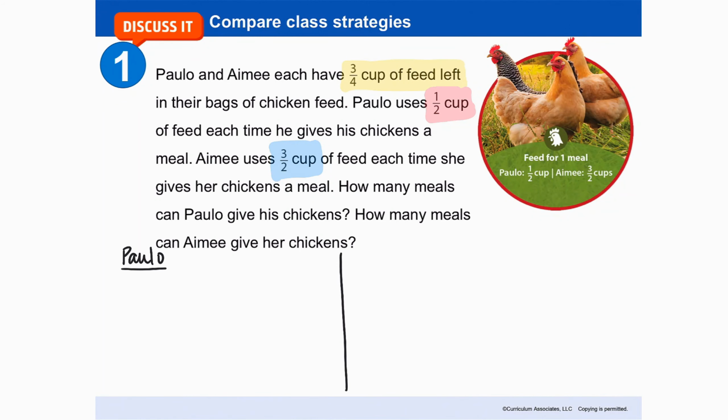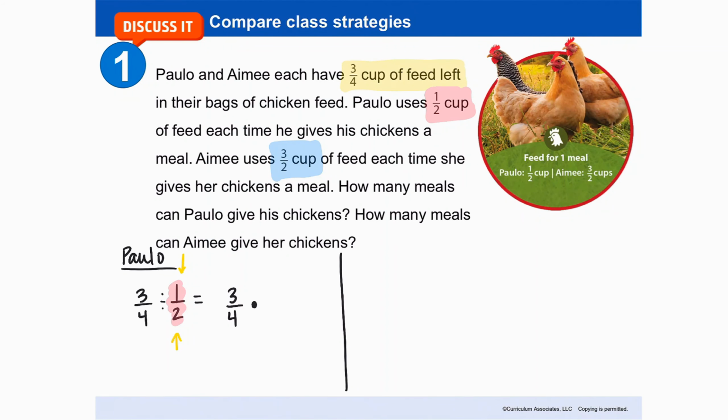Paulo, we know, has 3/4 cup of feed left. And his original meal is half, right? Because that's how much he feeds his chickens every time. If that's what he normally feeds them, then how much can he feed them with what he has left? So when we're dividing fractions, we're actually going to multiply by its reciprocal. We're going to look at the divisor here, and take that reciprocal and multiply it times the dividend. So I'm going to have 3/4, which is my dividend.